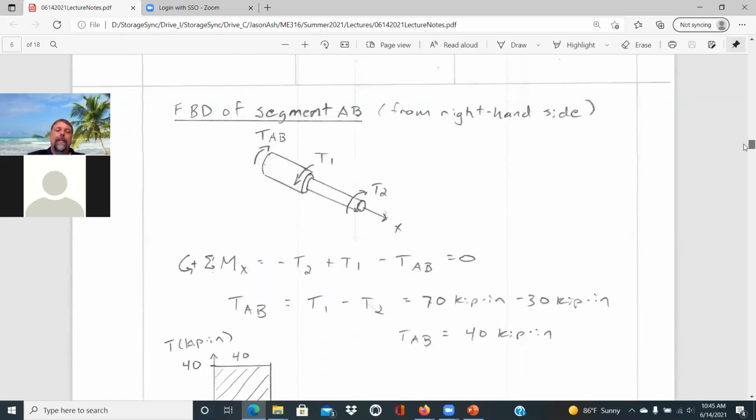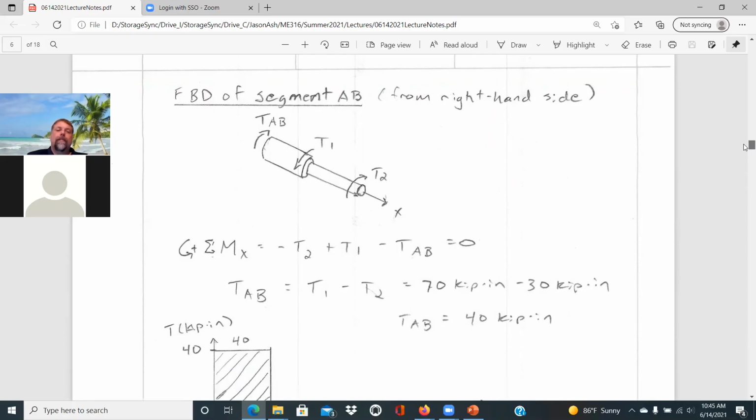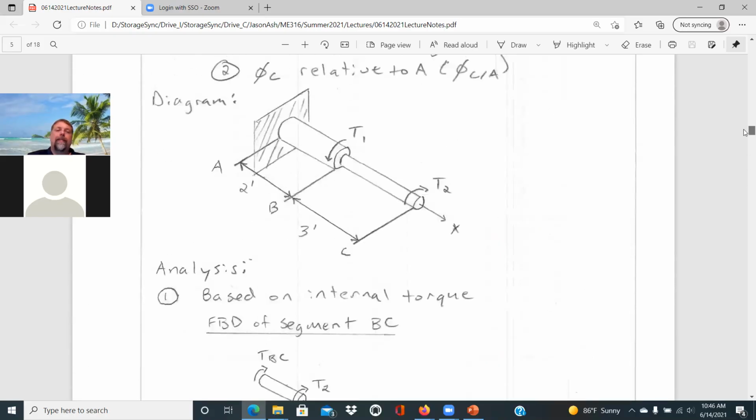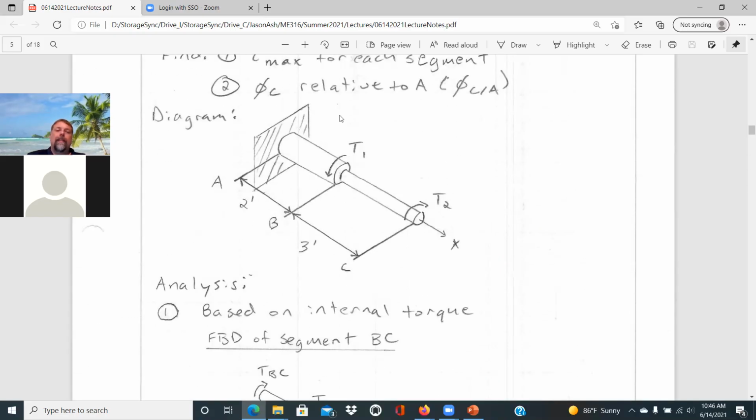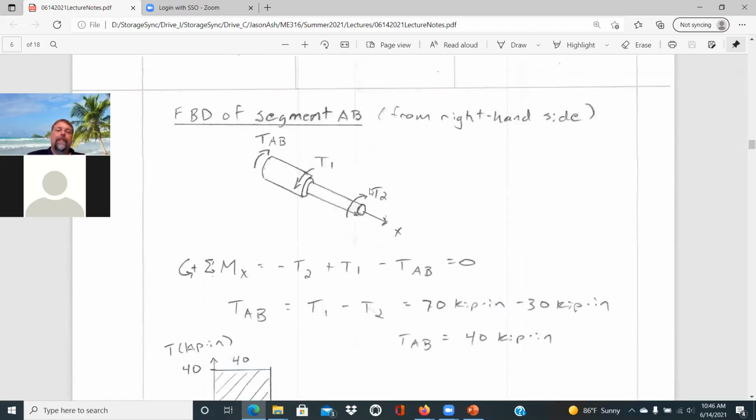I think I'm going to draw a diagram of that then. And then if we look at segment AB, if we're again making a cut in this section and we're looking at this right hand side, it would be the same type of figure. Thumb going out to the left, so torque AB would be going around in that manner, clockwise if we're looking in that direction. We'd have T1 going around in a counterclockwise direction and T2 in that clockwise direction.